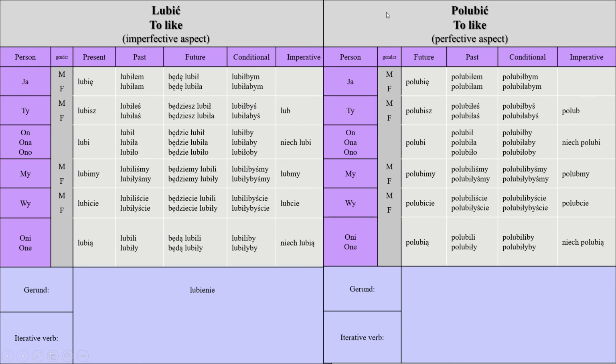However, the conjugation of the word polubić is the same. All you have to do is add po to the beginning. So I'm not going to go over it again because it's exactly the same. And it doesn't have a gerund, and it doesn't have an iterative verb, so this makes it a whole lot easier. And I would like to keep my videos short.